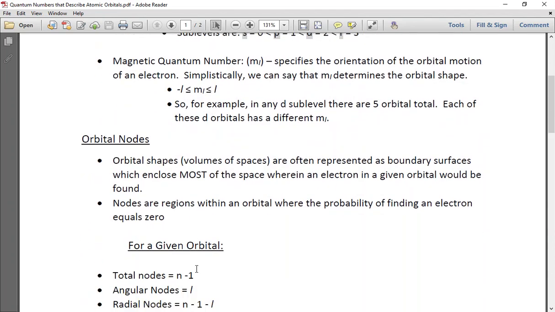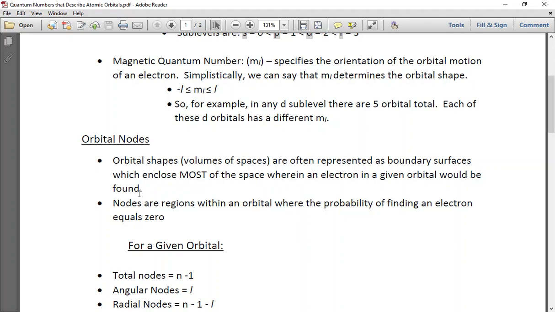Now, we can talk about orbital nodes, and this is an important concept when we are talking about atomic orbitals. Atomic orbitals are really regions of space that contain a high probability of containing an electron of a given energy. Okay, so they're really volumes of space, and they're often represented as boundary surfaces, which enclose most of the space wherein an electron in a given orbital would be found.